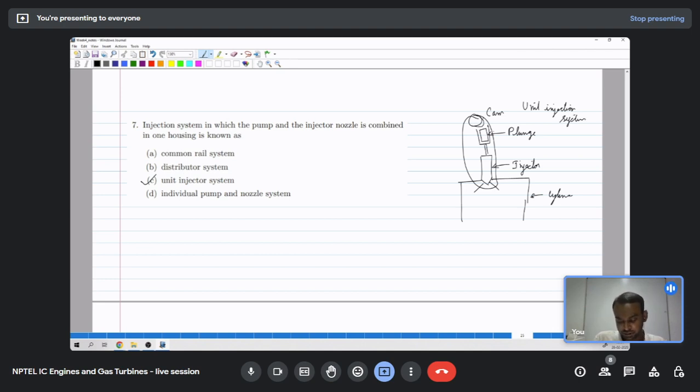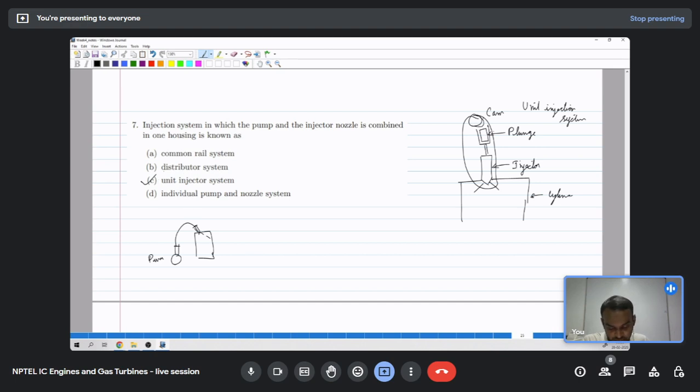What other injection system is familiar to you? The basic injection system is the individual pump and nozzle system, where for every engine cylinder there will be a pump which is attached to the crankshaft, and this pumps the fuel and injects the fuel into the cylinder. So there will be a pump for every cylinder. If there are 6 cylinders, there will be 6 different pumps.